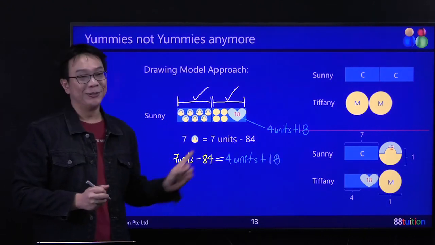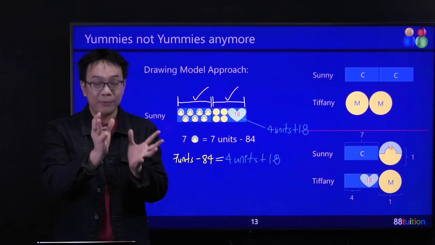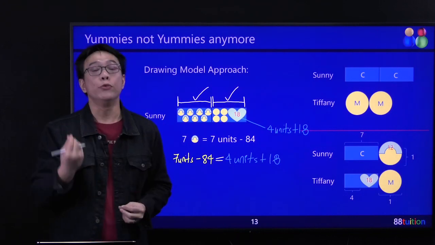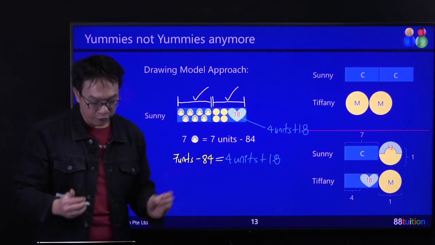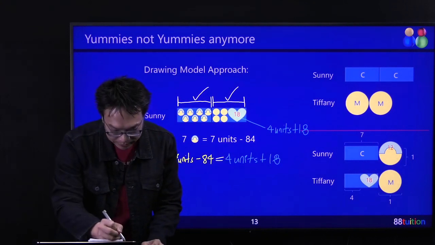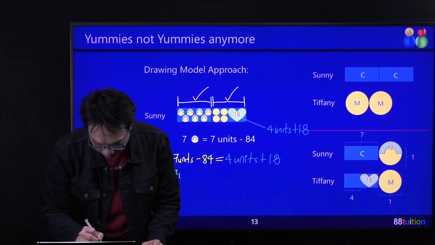Okay, so what do you do? Your ultimate aim is to find out the units. So in this case, you bring all the units to one side. 7 units down here, 4 units. So what must you do? Yes, you must take your 7 units minus away your 4 units.